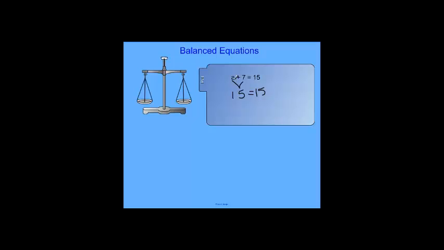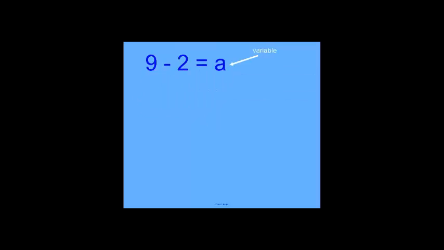What we need to do is figure out what A is. So what number plus 7 is going to give us 15? If you said 8, you're correct. 8 plus 7 is 15. So the value of A, in this case, is 8. And remember, A is a variable, and that means that its value can vary. It's not always going to be 8. It's going to change depending on the problem.